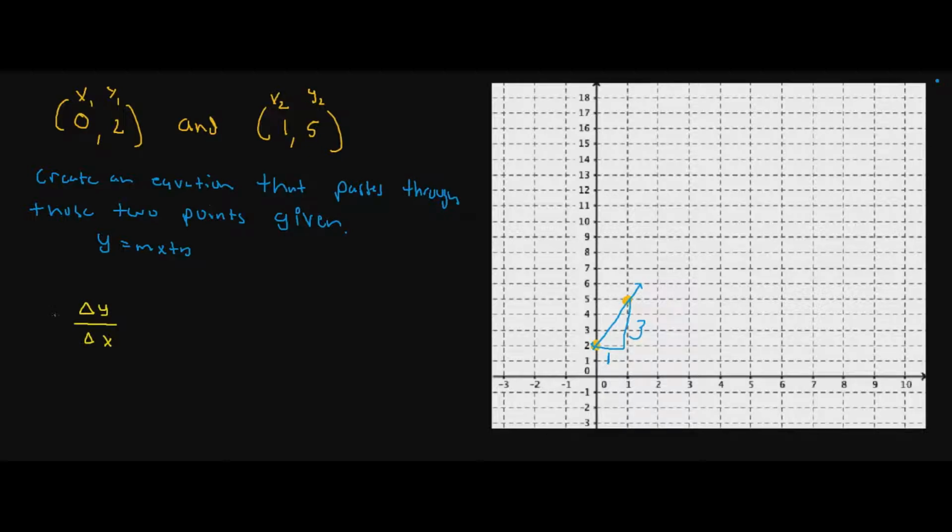This right here is rise over run. This just means your change in y, and this just means change in x. That little delta means change.